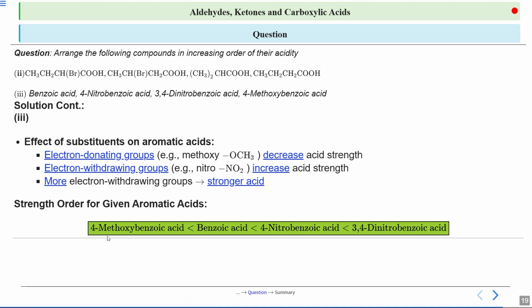Then comes the 4-methoxybenzoic acid. In 4-methoxybenzoic acid, we have an OCH3 group, which is an electron donating group. This electron donating group decreases the acidic strength because it destabilizes the carboxylate ion. So that is why 4-methoxybenzoic acid is least acidic, and 3,4-dinitrobenzoic acid, which consists of two nitro groups, is most acidic. Okay, so I hope this is clear to you.